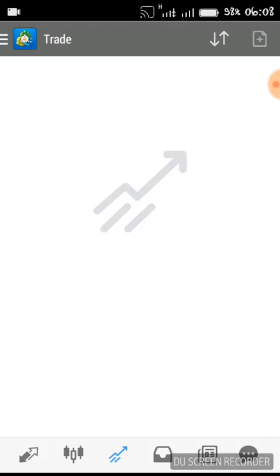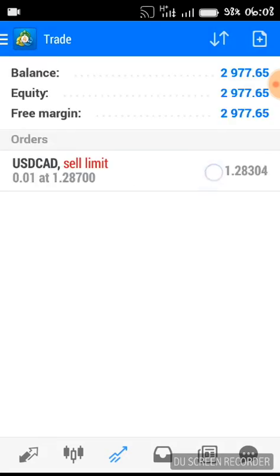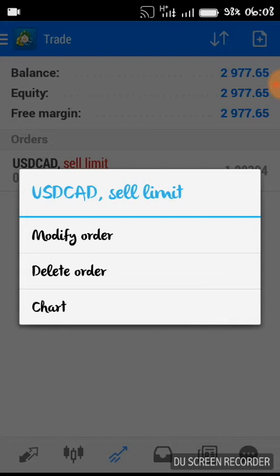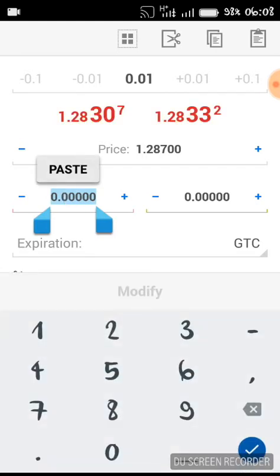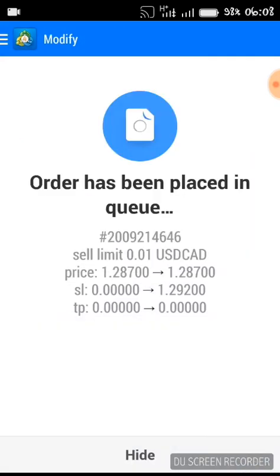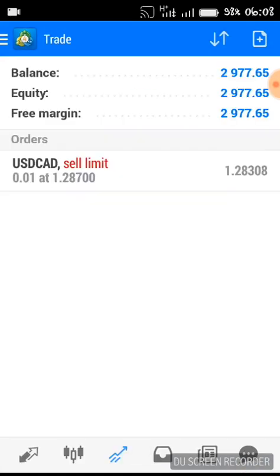So I wait for my network to come up so that I can get to my page. Just a minute. Now I'll press and hold on that particular trade. You see modify order here. I'll click on modify order, and the first thing I copied was my stop loss. So I'll come here and paste it, then I modify it again until I get that sound. Then I go back again and go and pick my take profit 1. For example, I'll do another one on take profit 2.